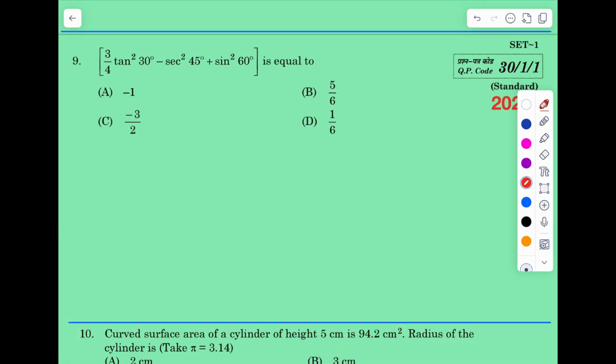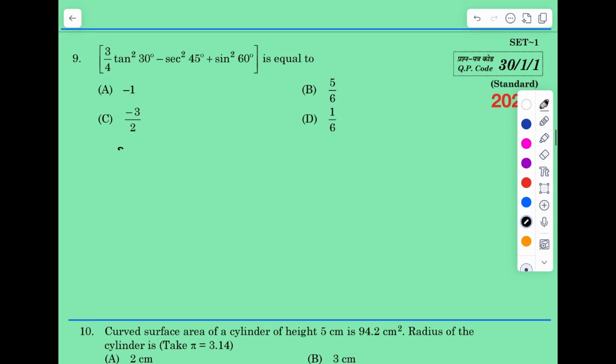Question number 9. 3 by 4 tan square 30 degree. If you see this, just put the values of the trigonometric functions. We know that tan 30 degree is equal to 1 by root 3, then tan square 30 degree is 1 by root 3 whole square, minus. We know that cos 45 is equal to 1 by root 2, so sec 45 is root 2, that means root 2 square, plus sin 60 degree is root 3 by 2, you can write root 3 by 2 square.